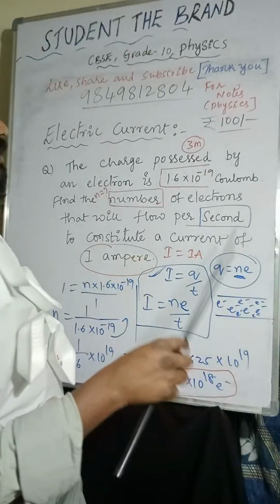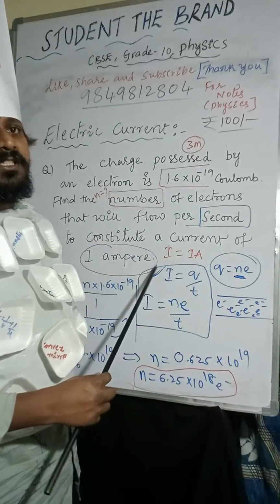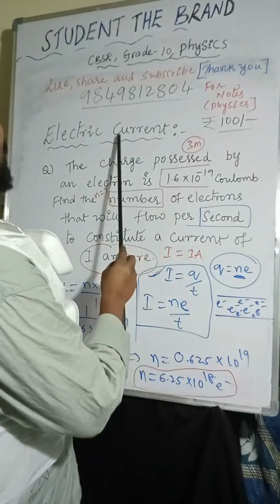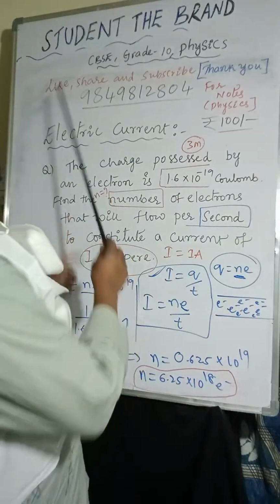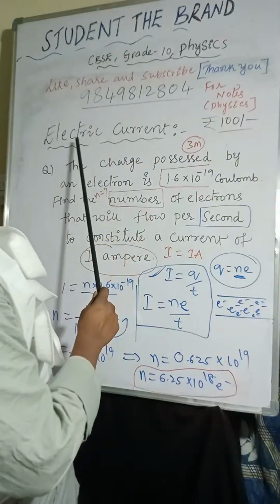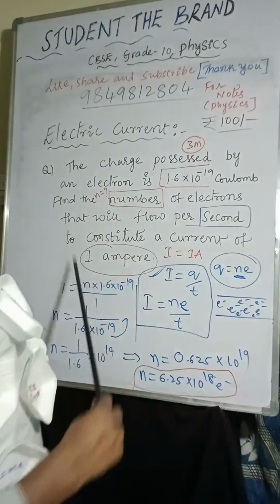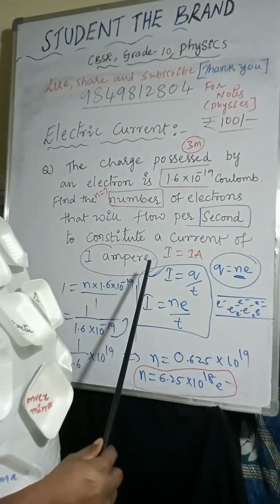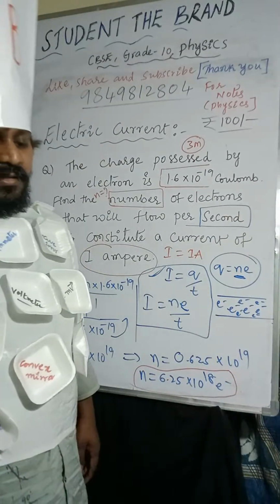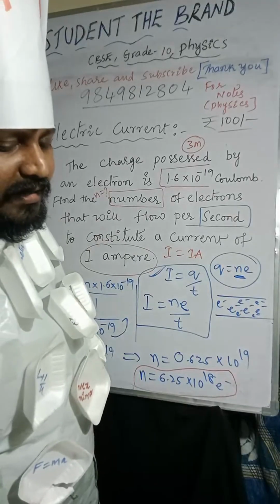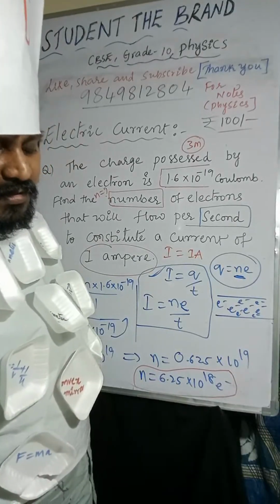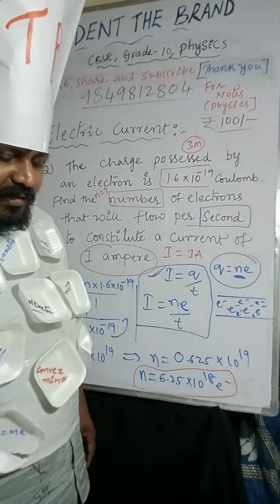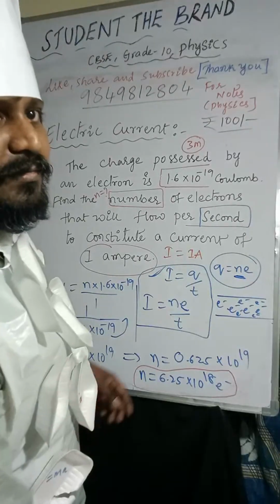This type of question will come for 3 marks from electric current, CBSE grade 10 physics. Electric current for 3 marks is a very, very important topic. Based on this, these types of questions will be given, so try to practice them for the exam. Next, we will do one more question.